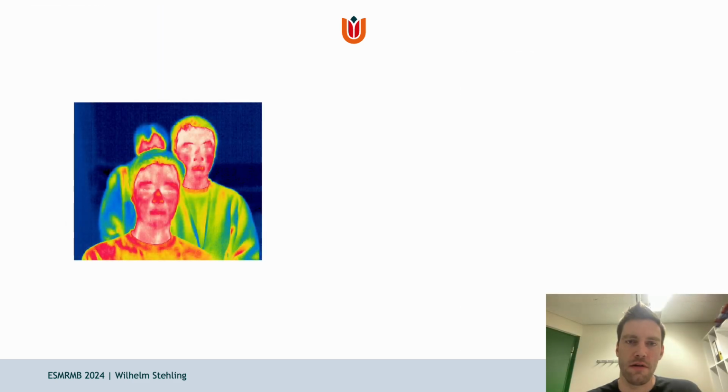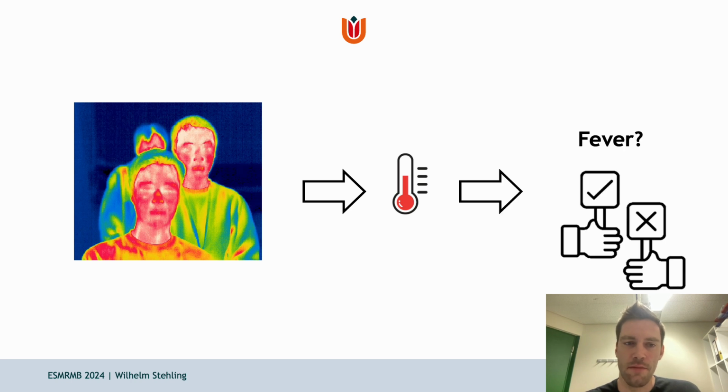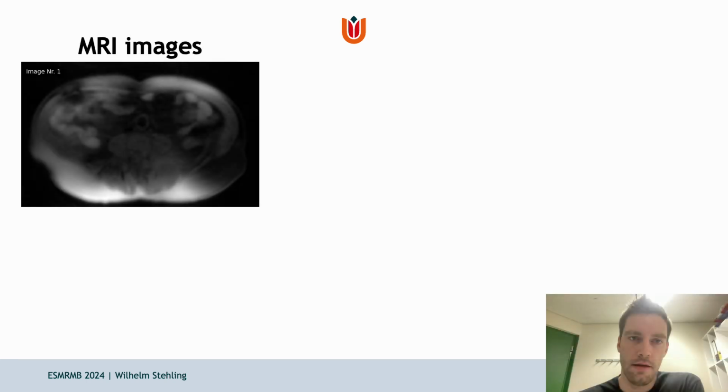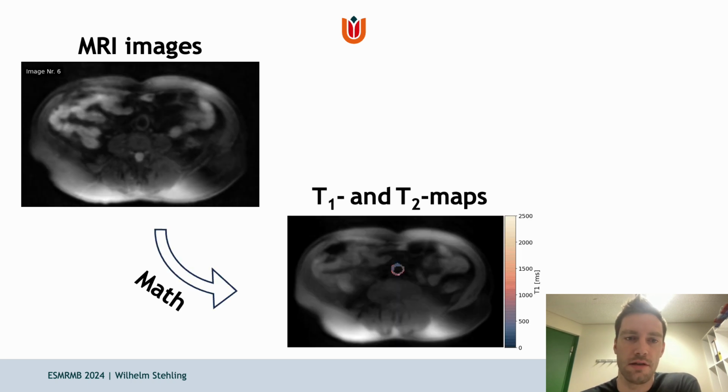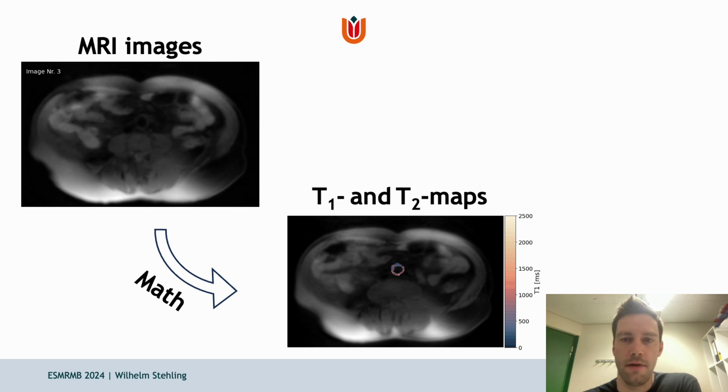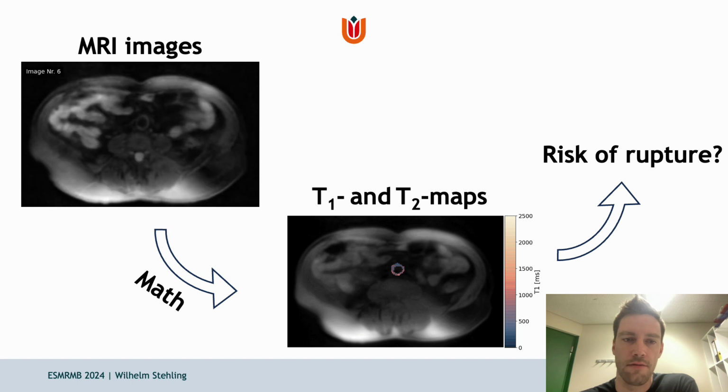Well, first of all, think about an infrared camera. The colors represent the temperature. That you could use to estimate if the person on the image has fever or not. In the MRI, we can make images with different settings, then do some mathematical modeling, and then calculate so-called T1 and T2 maps of the aortic wall. These T1 and T2 maps might give us some insights into the tissue characteristics and might correlate with the risk of rupture.